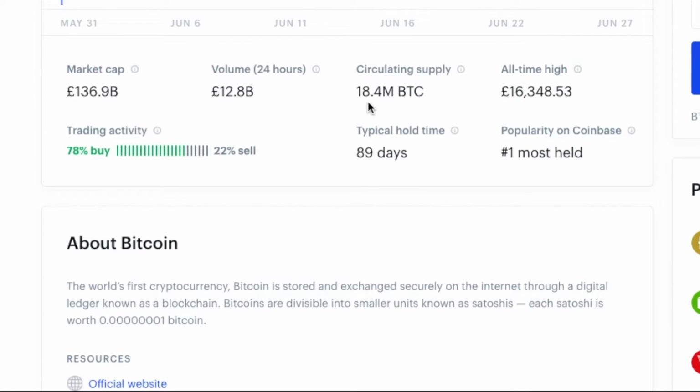Here it's saying to you 18.4 million Bitcoins are in circulation at the moment, and the all-time high has been just over 16,000. Here it tells you the trading activity, so the sentiment here is 78% bullish or buy and 22% bearish or sell. Okay, so typically people hold Bitcoin for 89 days, and as you know, they are the #1 most held cryptocurrency.